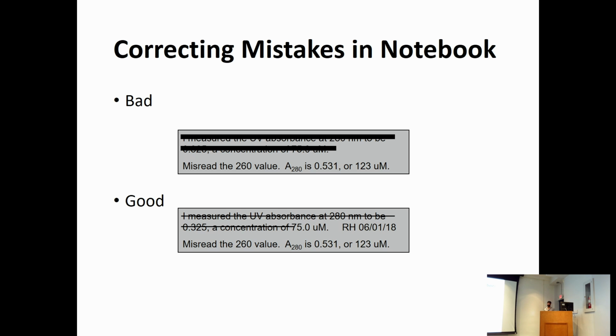Okay, so I need your help with these two panels. What do you think, why is the top panel bad and the bottom panel good? Okay, you can't read the mistake. That's correct. So why do you think it's a mistake? So it's totally black. You can't read the mistake on the top. Okay.